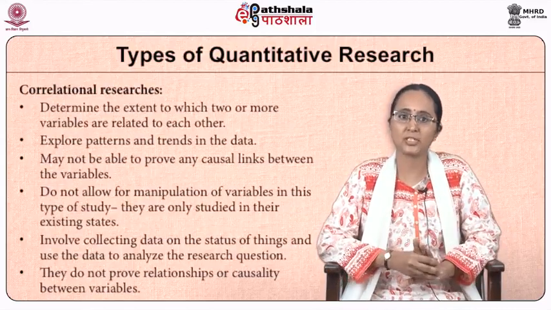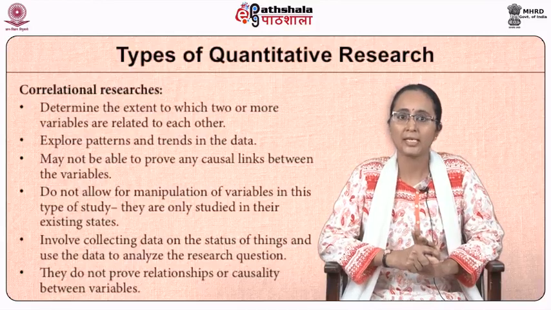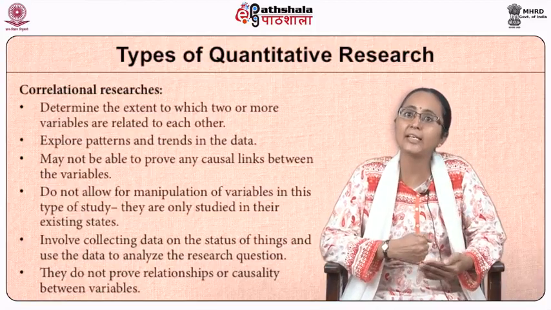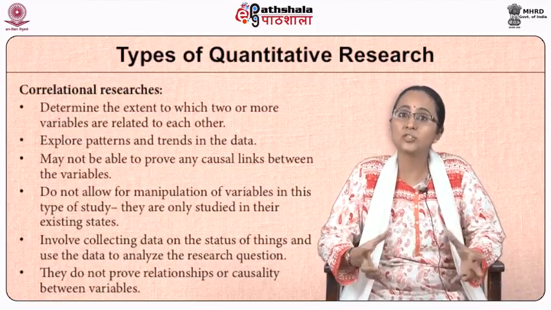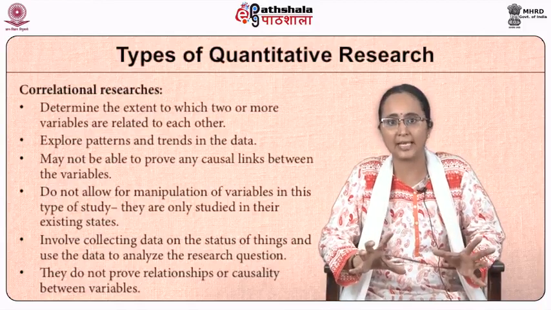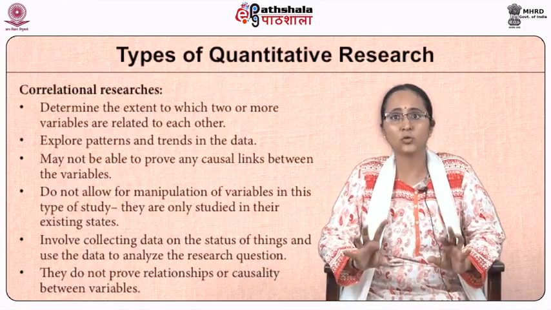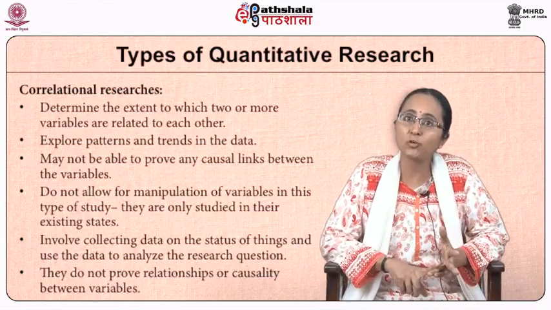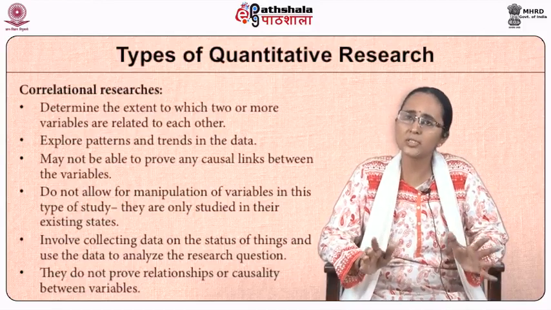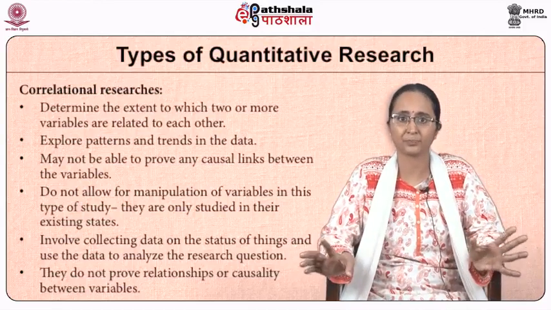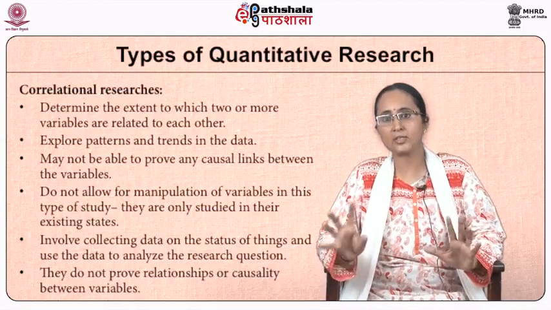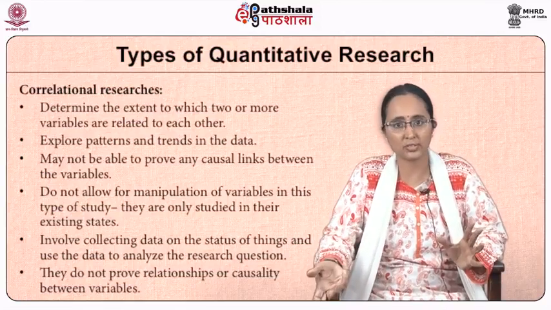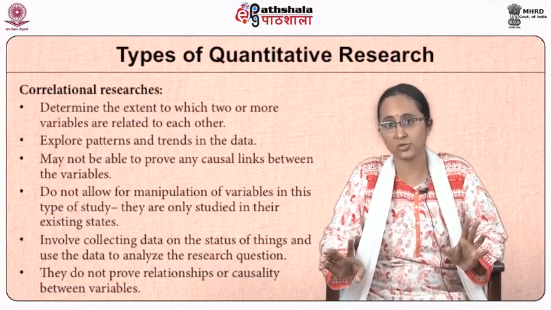Second type of research is the correlation research. Here you are looking at determining the extent to which one or more variables are related to each other. In this, you explore patterns and look for trends in the data. These do not focus on causal relationships between the variables. They do not allow for manipulation of variables. They are used and studied in their existing state. They involve collecting data on status of things, and once again this is used to analyze and provide information on the research question. They do not prove relationships once again.